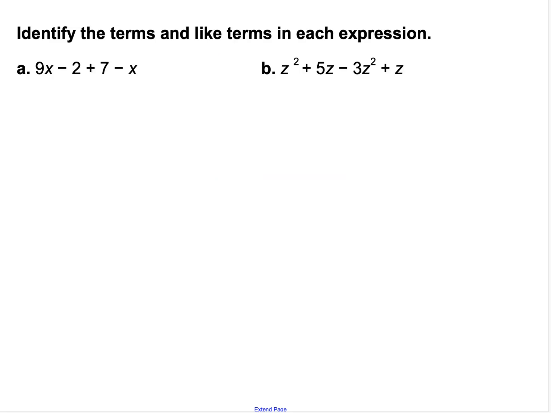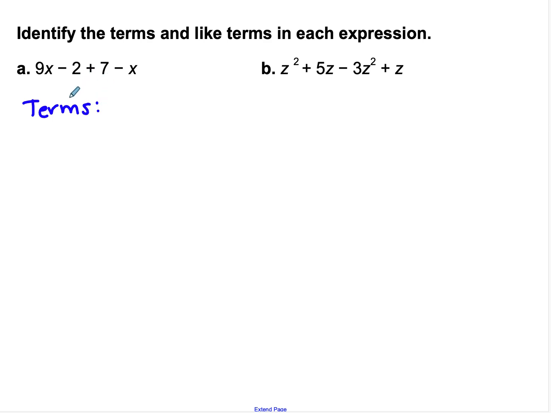All right, so for the first thing, we need to identify the terms and the like terms in each expression. So they don't want you to add or subtract anything yet. They just want a list of the terms and the like terms. So if you look at A here, we have 9x minus 2 plus 7 minus x. Okay, so we have our terms, and we need to list them out.